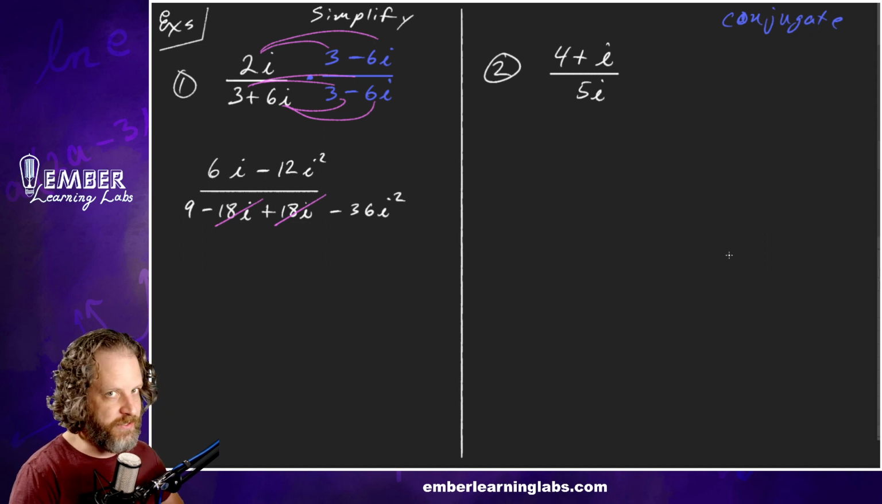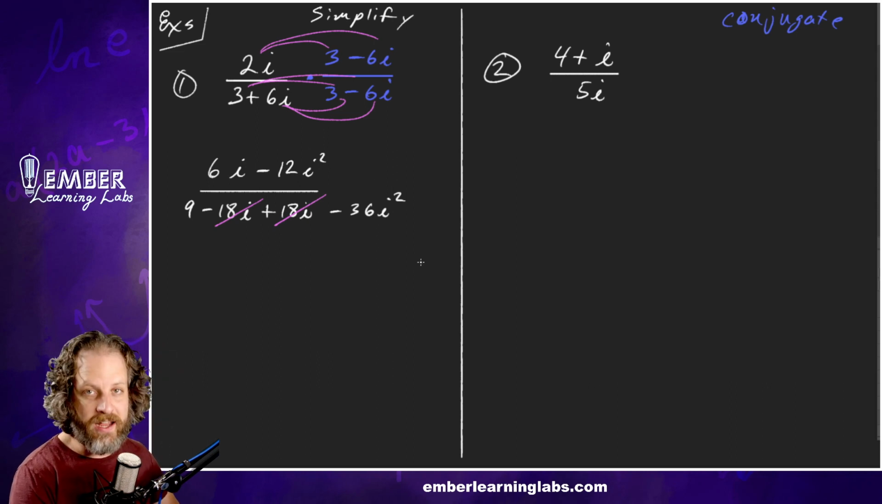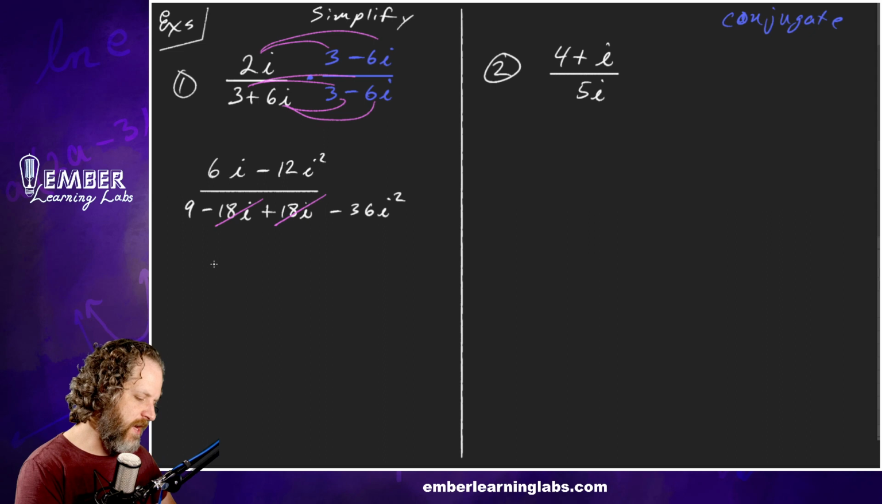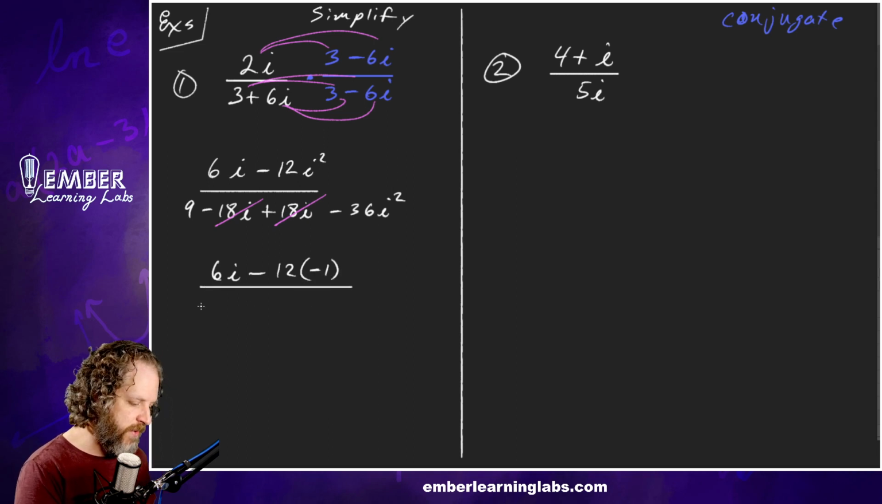So you may already see what's going to happen. If you don't, that's okay. We're going to walk it out. Don't stress about it. i squared, what does that equal? Negative 1. So on the top, we're going to end up with 6i minus 12 times negative 1. And then in the denominator, we're going to have 9 minus 36 times negative 1.